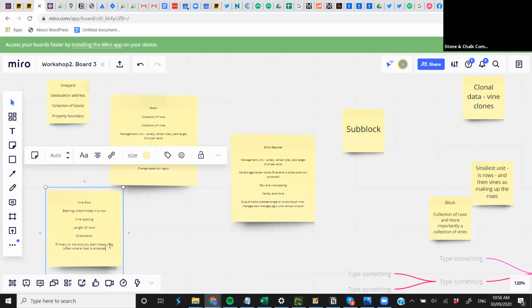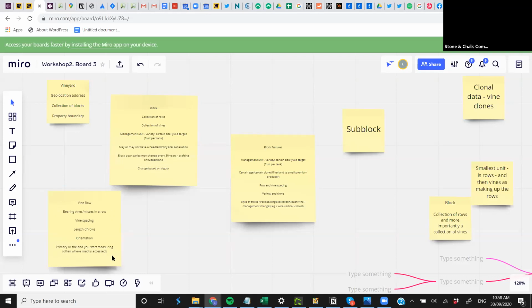Is that going to be on a per block basis? Yeah.